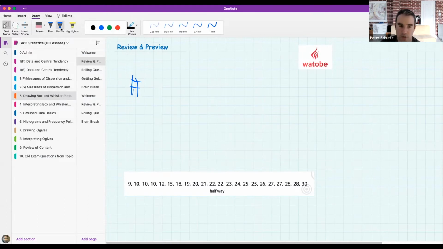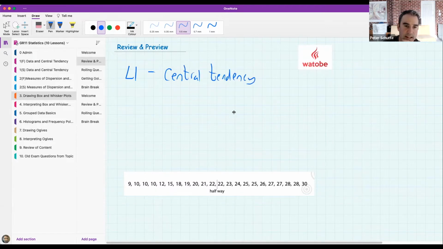Pleasure. Okay, so what have we been doing recently in our lessons? Lesson 1 was all about what we call central tendency, right? So where is the middle of the data? And lesson 2 was about how spread out the data is, or what we call dispersion, measures of dispersion.